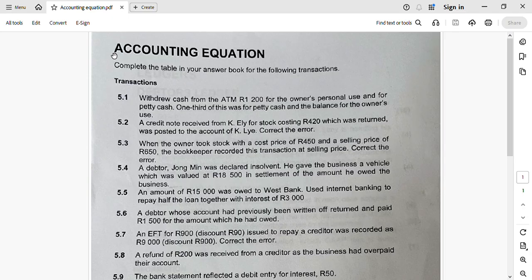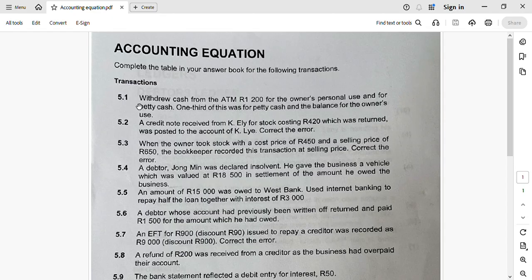I'm going to do a series of videos to prepare you for your year-end exam, so some revision videos. Today the topic I'm going to cover is the accounting equation. They ask you to complete the table for a series of transactions.